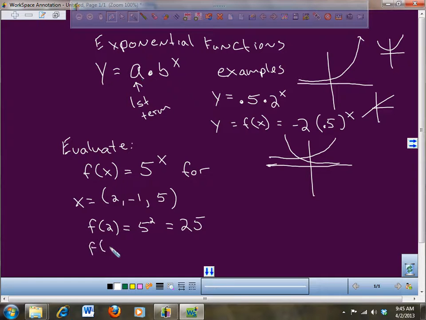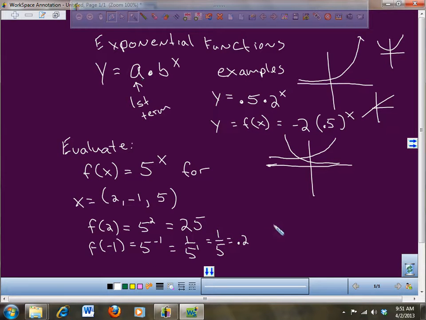f of negative 1 is a little bit trickier, because that's 5 to the negative 1. Who can tell me what 5 to the negative 1 is? Remember our rules of exponents? How could I rewrite that, Sarah? It's 1/5, because this is equal to, remember, 1 over 5 to the 1, which is equal to 1/5, or 0.2. Okay?